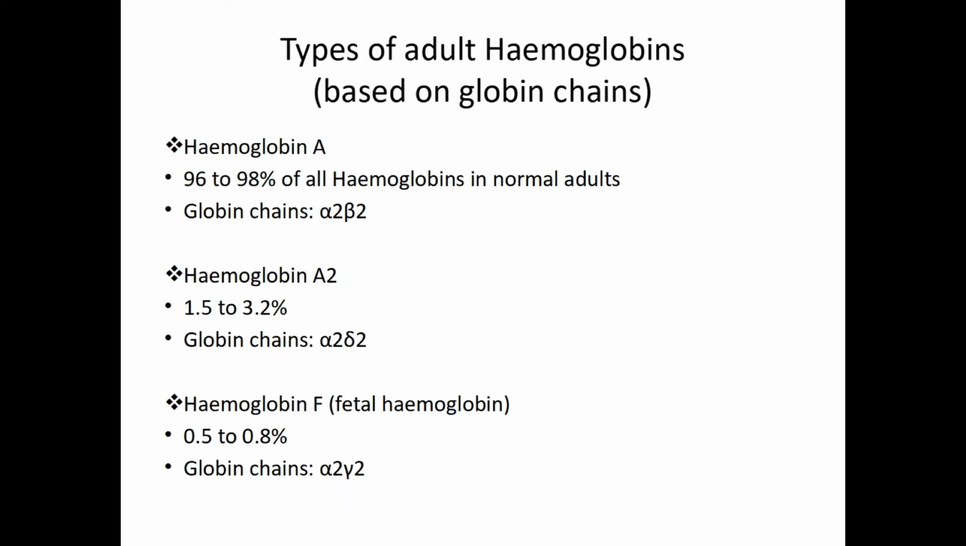Next is hemoglobin A2, which comprises about 1.5 to 3.2% of all the hemoglobins in adult life, and it has 2 alpha and 2 delta chains. The least abundant type of hemoglobin in adult life is the fetal hemoglobin or hemoglobin F, which comprises 0.5 to 0.8%, and it has 2 alpha and 2 gamma chains.